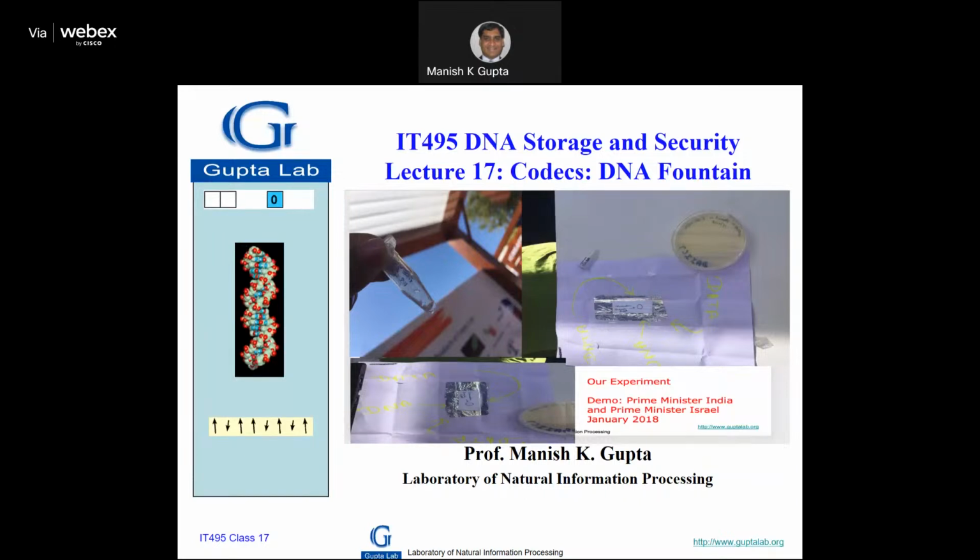Now, in terms of codecs, I have already covered some of the basic ones, and today I'm going to talk about DNA fountain code, which was a paper in 2017. It's a really beautiful paper. Now you will see that here the authors have modeled the DNA storage channel by combining some of the basic ideas from information theory.